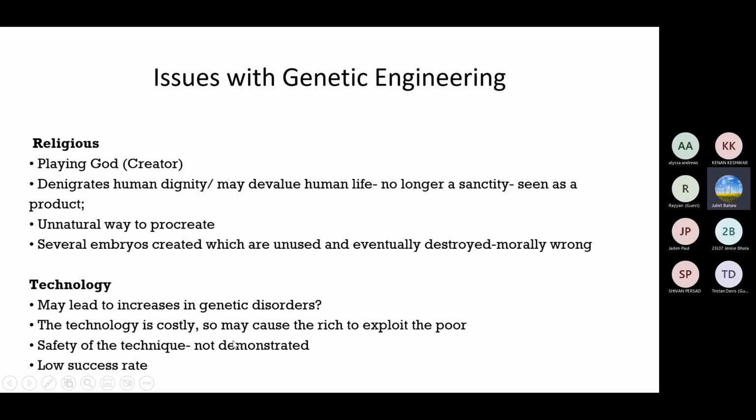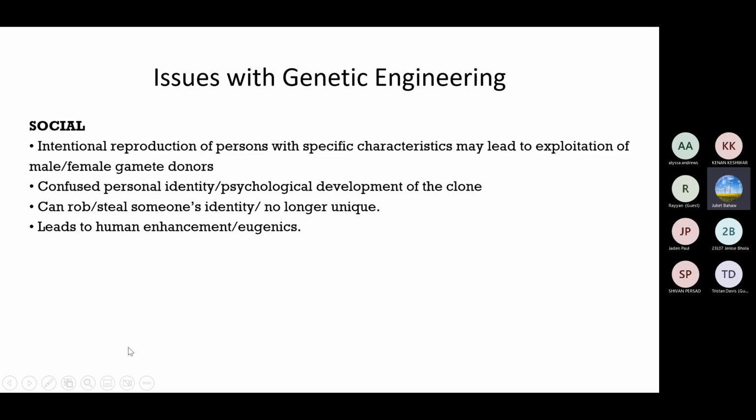All right. And also the safety of the technique is not assured, so we don't know exactly what can happen in the lab. There are a lot of human errors that can take place, which could lead to some kind of malfunctioning or something going wrong with the whole process. All right. Then they have the social issues with genetic engineering. For example, the intentional reproduction of persons with specific characteristics may lead to exploitation.